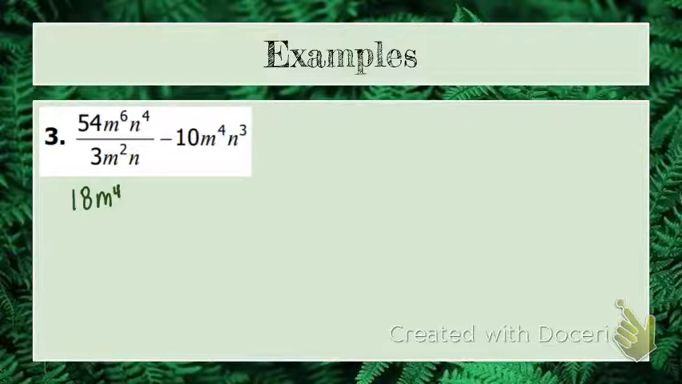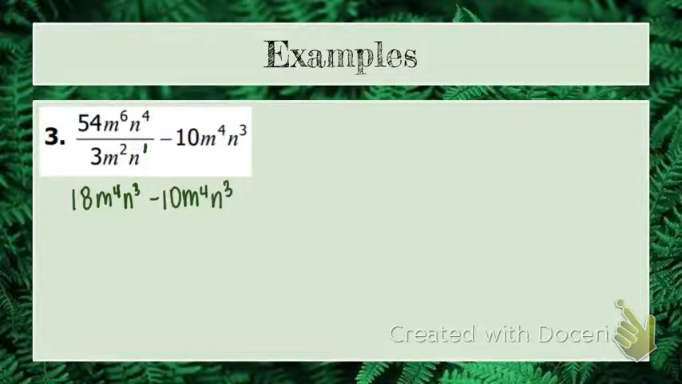And then n to the 4th divided by n. Anytime there's no exponent, we assume it's a 1. It is understood to be 1. So 4 minus 1 is 3, so that means we have n cubed. And then we have minus 10m to the 4th n cubed.